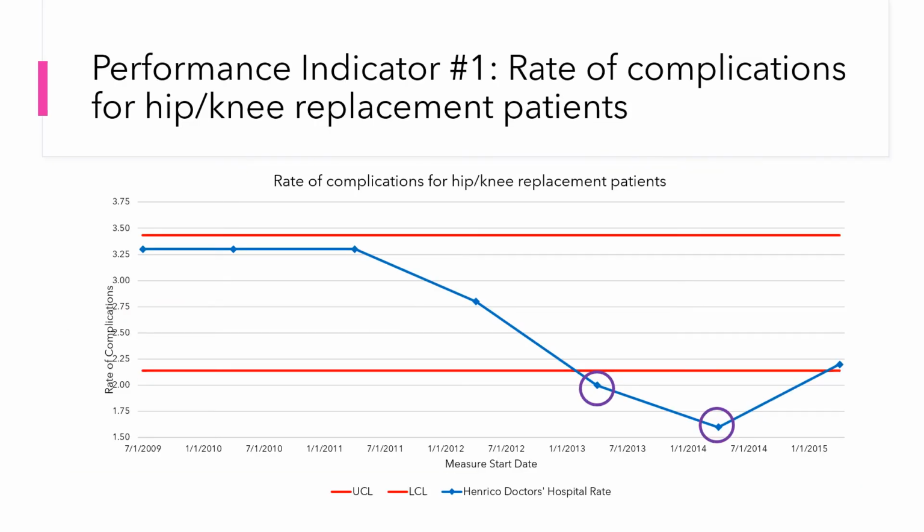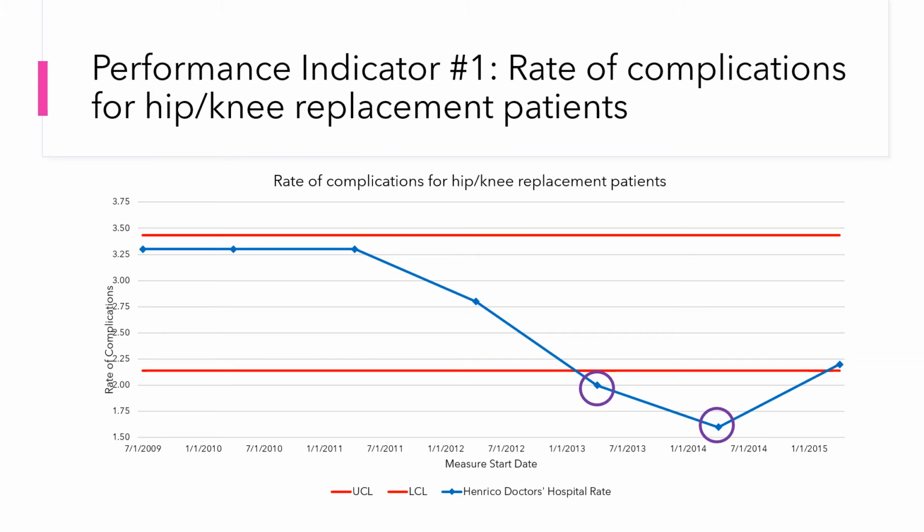The very first performance indicator I will talk about is the rate of complications for hip and knee replacement patients. In this graph, you can see the control limits are in red, and the Henrico Doctors Hospital rates are in blue. On the x-axis of this chart, it shows the dates in which the rate of complications for hip and knee replacement patients were available. On the y-axis, I showed the hospital rates within this quarter. As I said before, the red lines are the control limits.